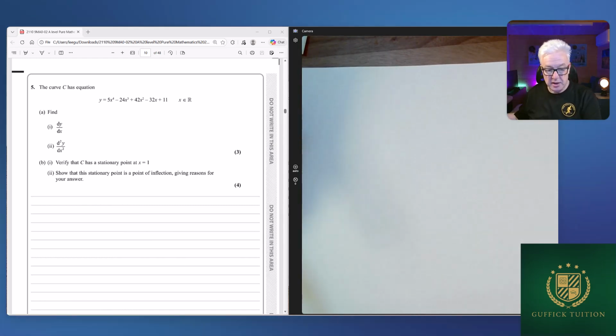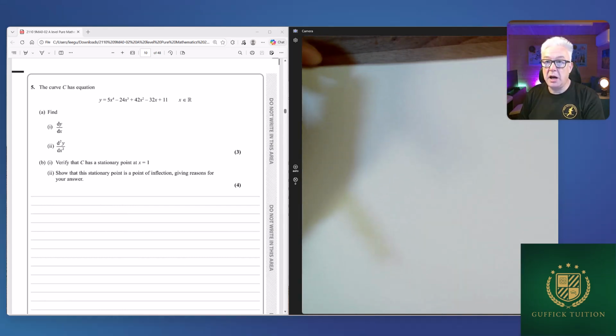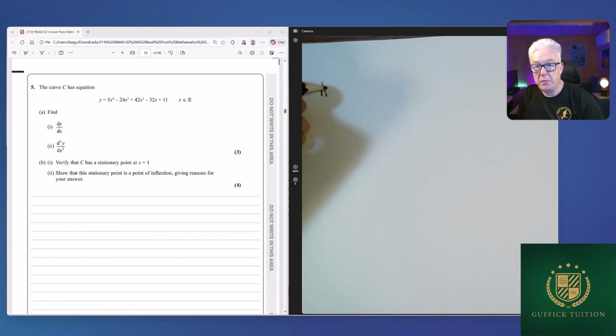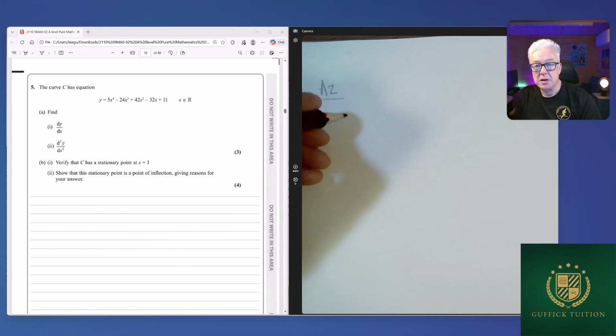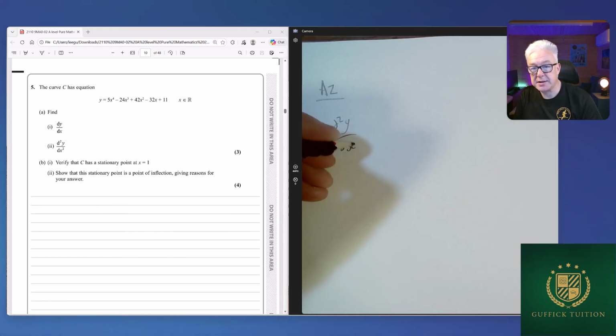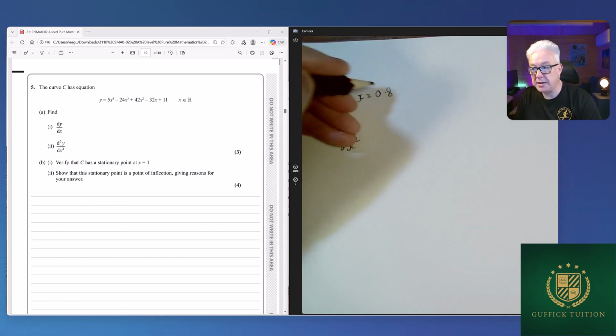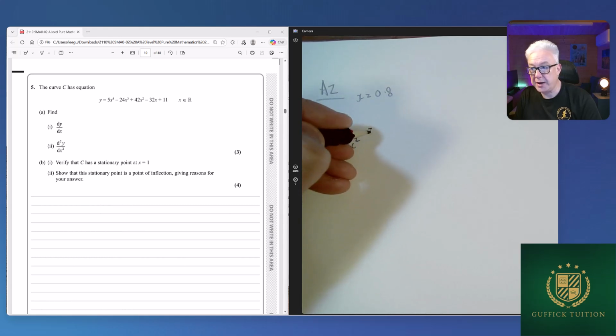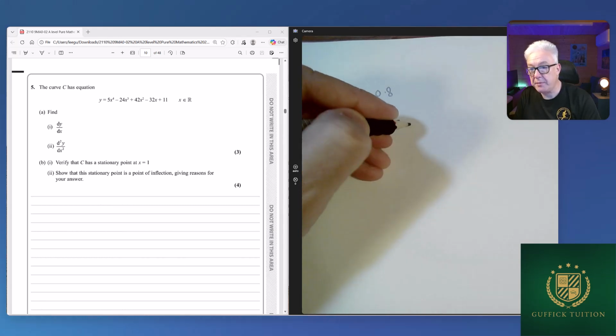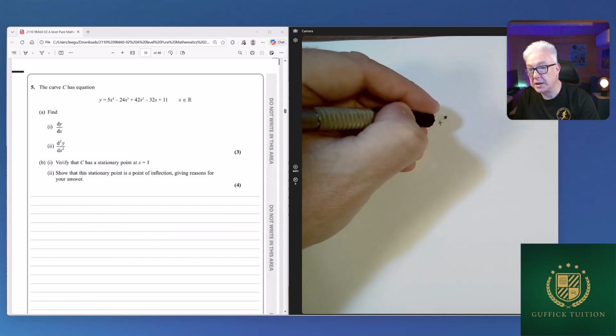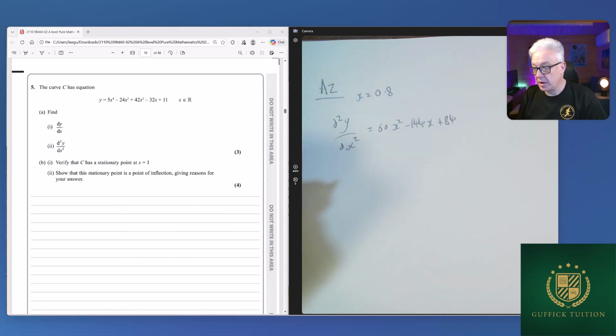Now let's consider our A2 approach to this. For A2, a point of inflection is when you have a change of sign in the second derivative. So what we need to do for A2 is think about d2y by dx squared just before. So let's again consider 0.8. Our d2y by dx squared was 60x squared minus 144x plus 84. We're going to consider that just a little bit before and just a little bit after.